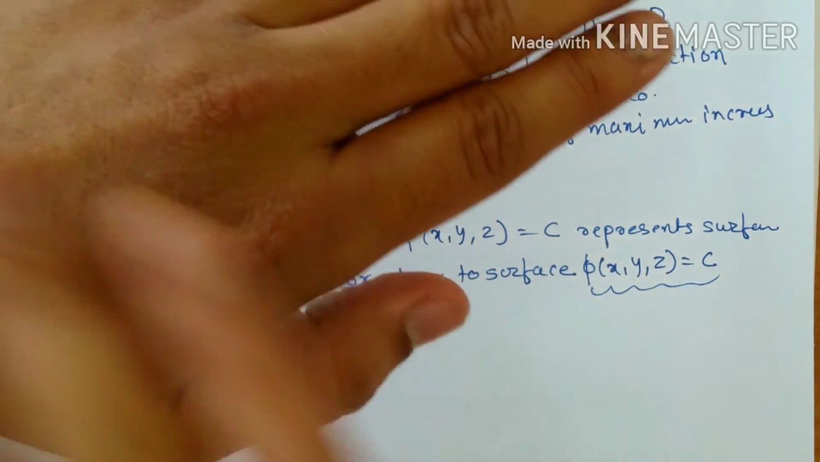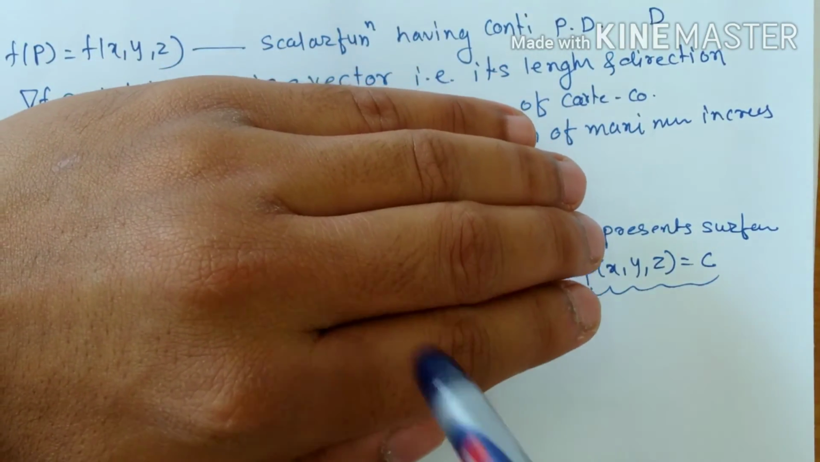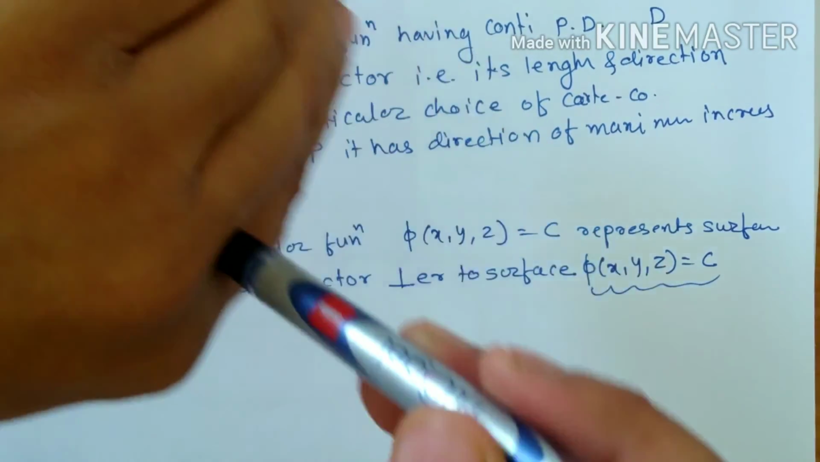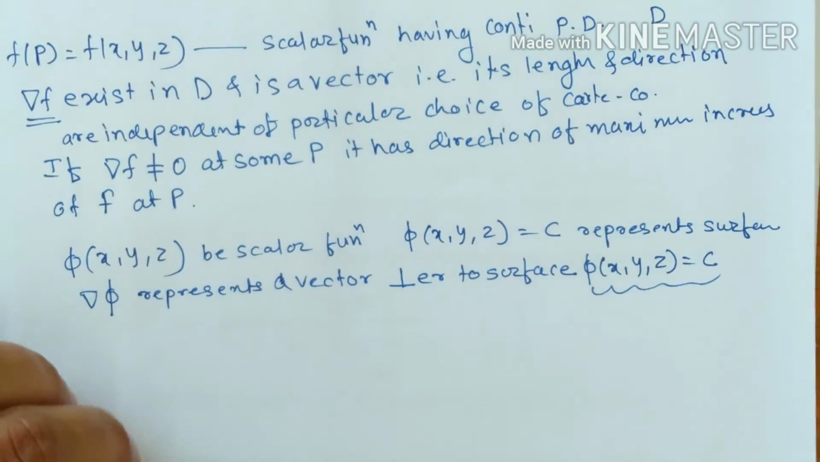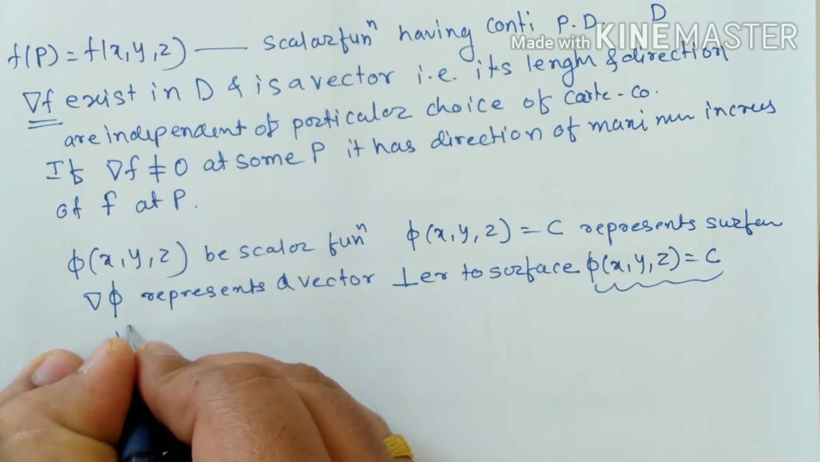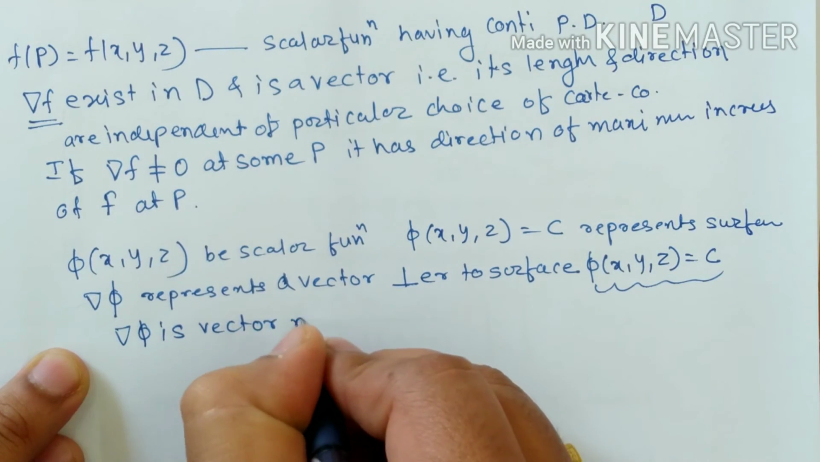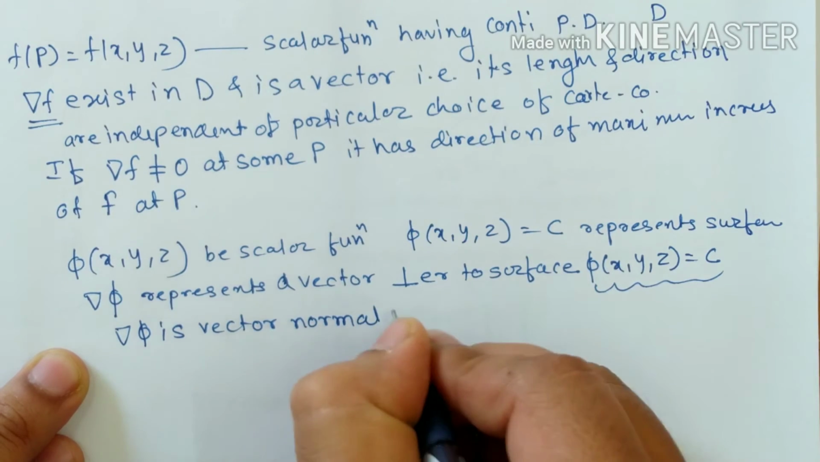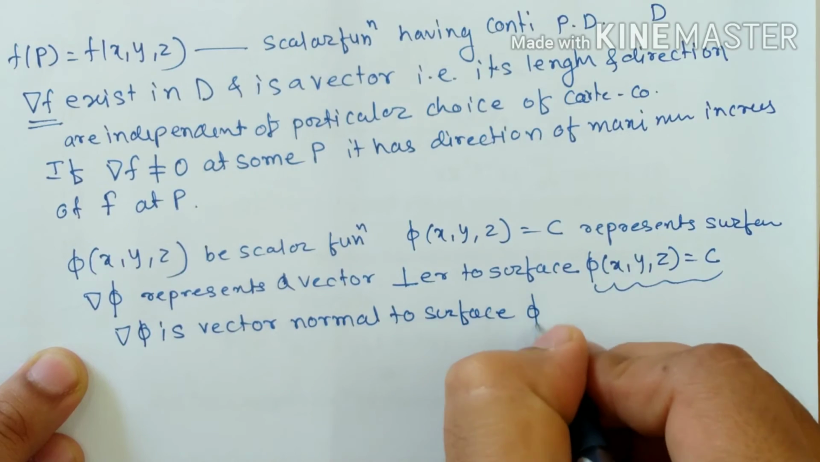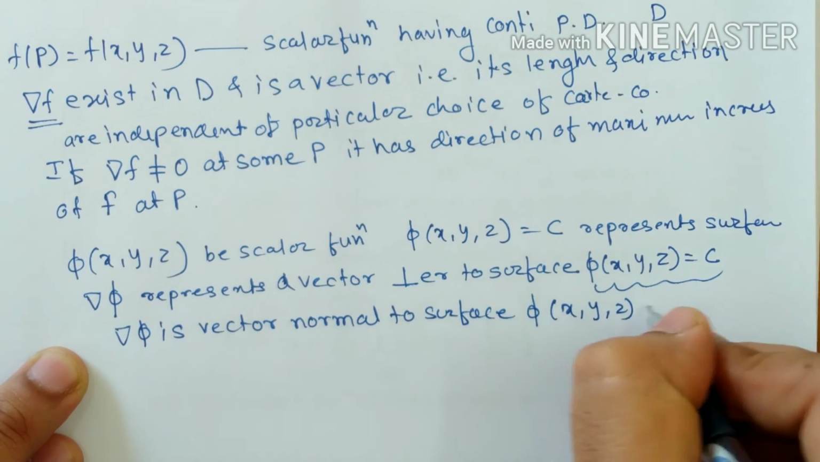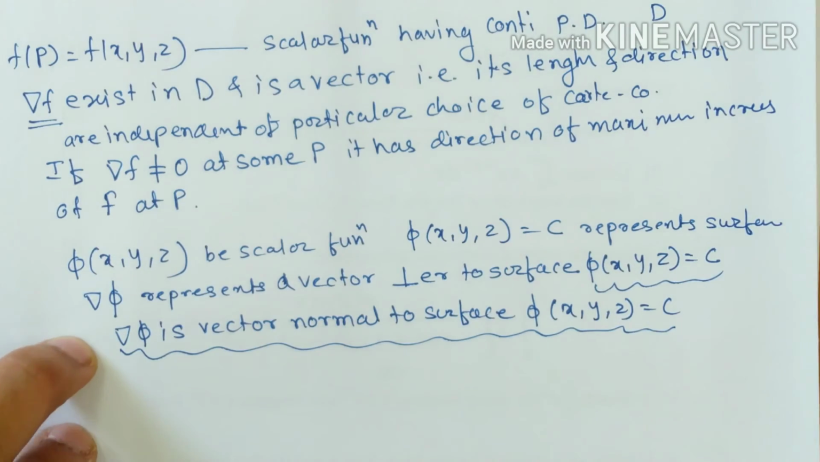For example, this is my surface phi of x, y, z, then its gradient will be perpendicular to it, like that, 90 degrees. Hence, the gradient of phi is a vector normal to the surface phi of x, y, z equal to c. This is a very important remark.